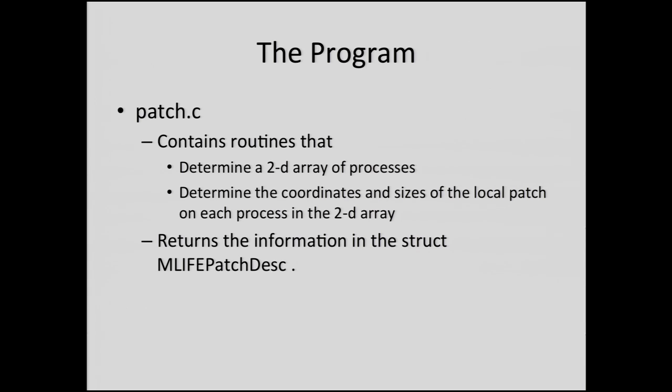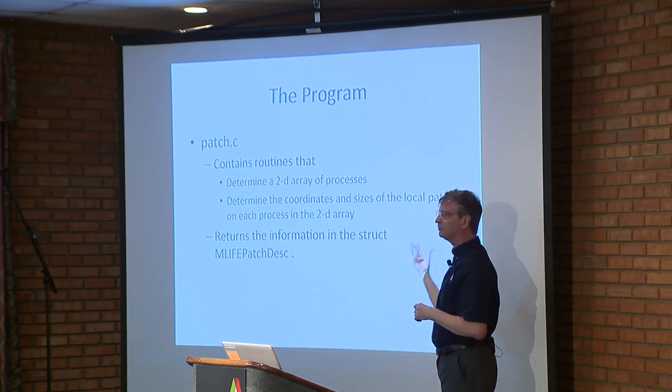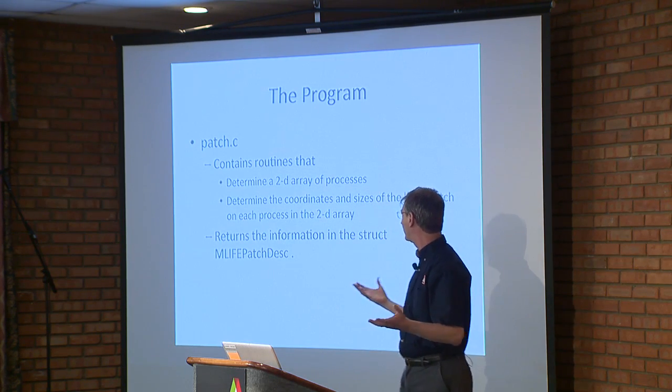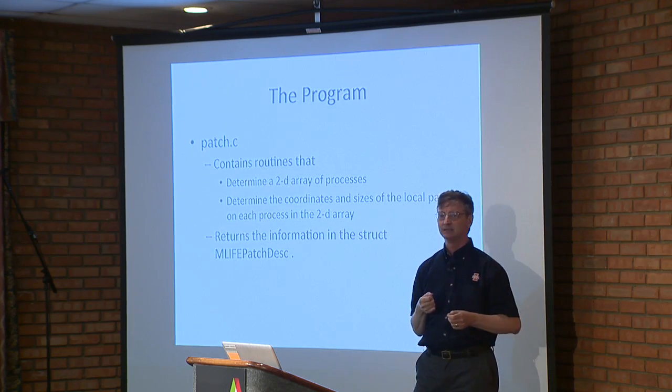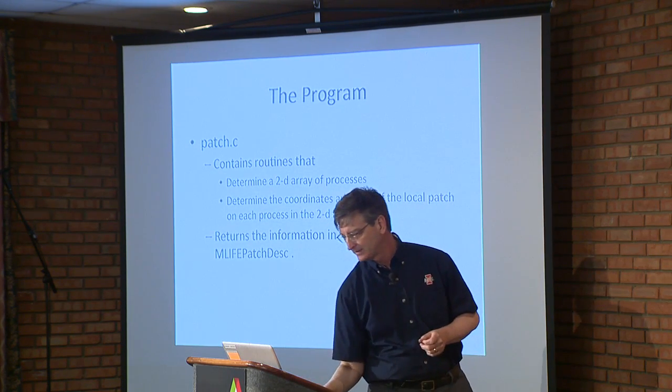File patch.c or patch.f90 contains the routines that map the processes onto a 2D array, sort of a virtual set of processes, and determines the coordinates and sizes of each of the local patches as part of that global array. And again, there's a struct or a Fortran type that contains that information.